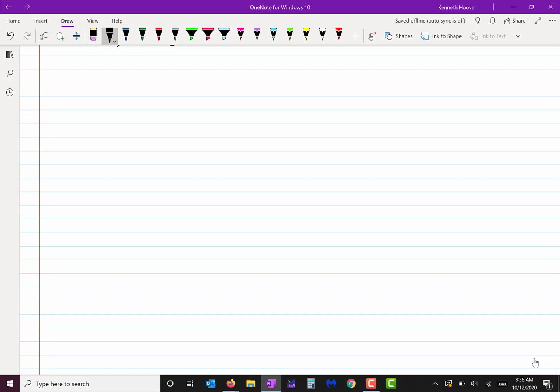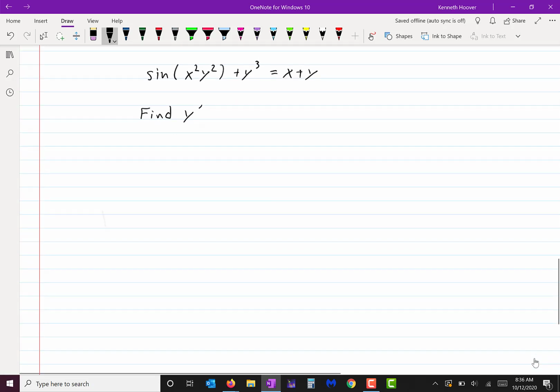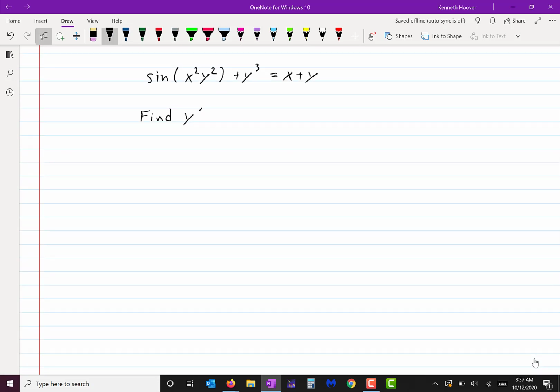So in this example, we have the equation sine of x squared y squared plus y cubed equals x plus y, and it says find y prime. Okay, so that's the same question we've been answering before. All right, so let's run through it.